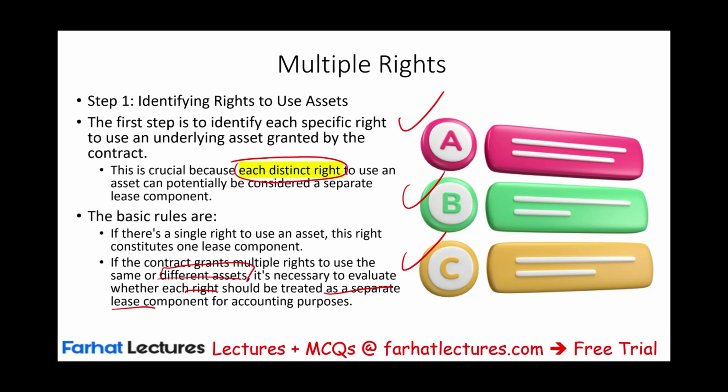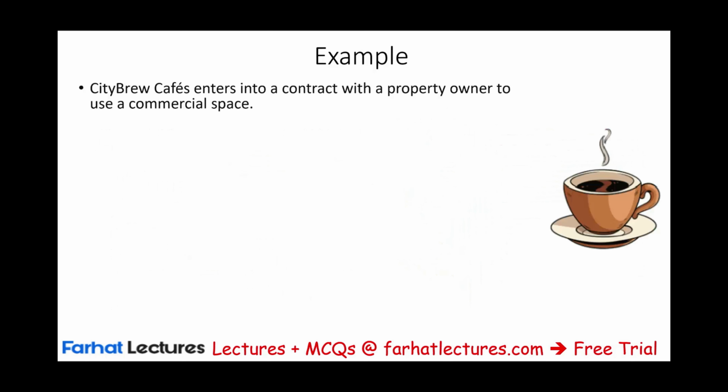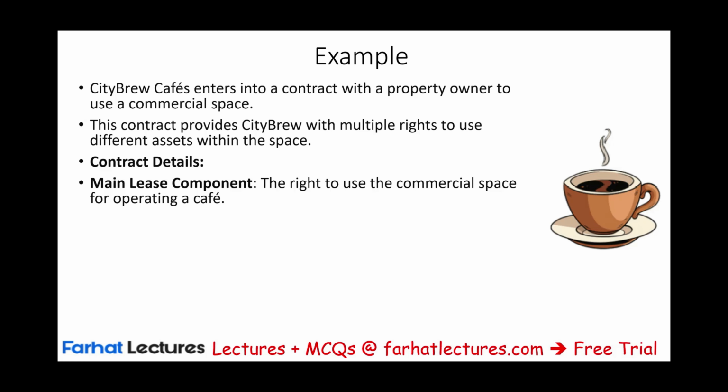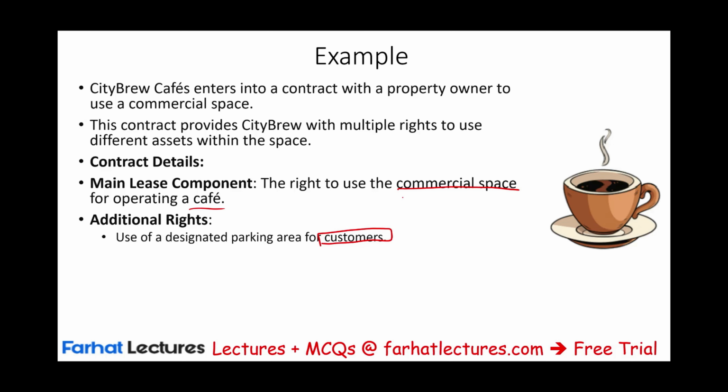Let's take a look at another example to illustrate this concept again. Let's assume City Brew Cafe enters into a contract with a property owner to use commercial space. This contract provides City Brew with multiple rights to use different assets within the space. Here are the details of the contract. The main lease component is the right to use the commercial space for operating a cafe. That's what City Brew does, operates a cafe. But it gave them additional rights. 1, use of a designated parking area for customers. 2.